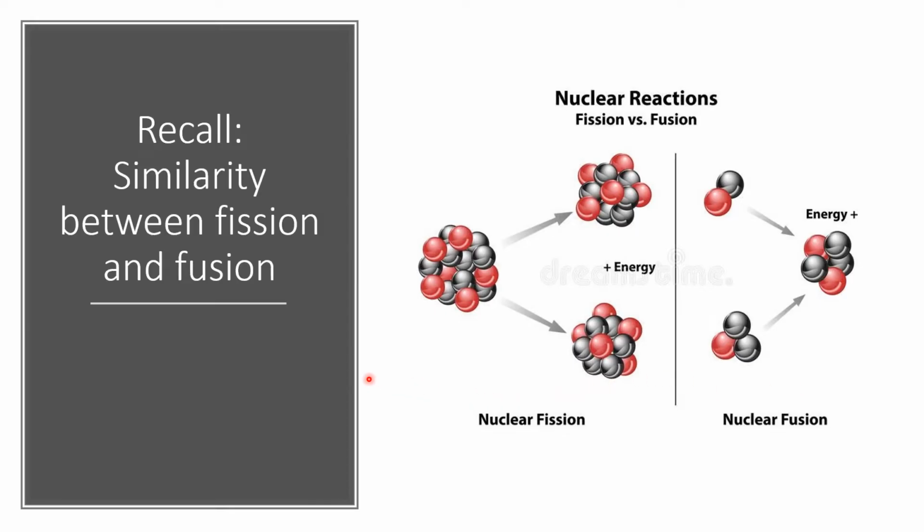Now, let's recall the similarity between nuclear fission and fusion. Can you see the word energy here? And then can you see the word energy here? The similarity between both nuclear fission and fusion is that we will get our nuclear energy at the end of the nuclear reactions. So where does the nuclear energy come from?